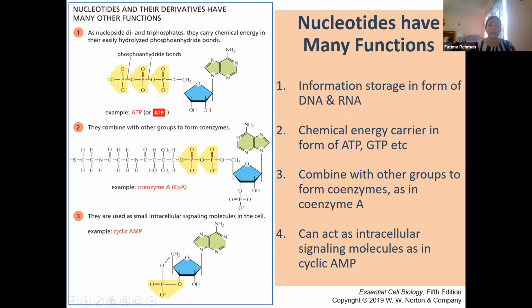And then finally, it can act as a signaling molecule. When these phosphates are removed, you can create intermediates like AMP or ADP. Those can be used as signaling molecules between different segments of the pathway, as in the case of cyclic AMP.